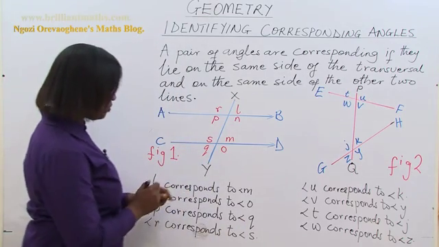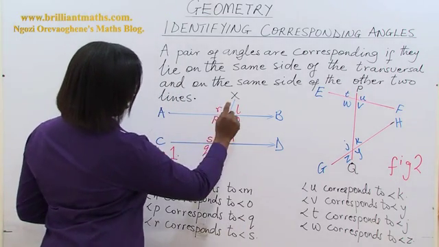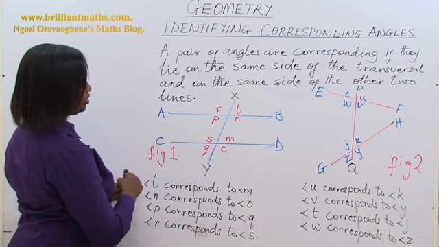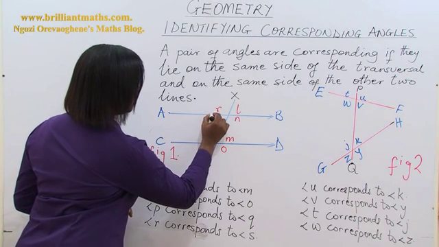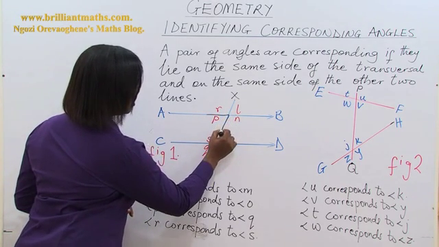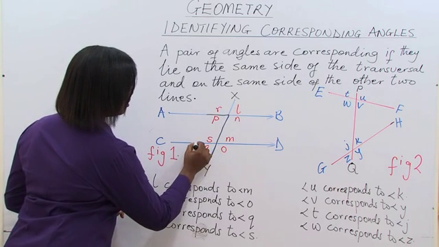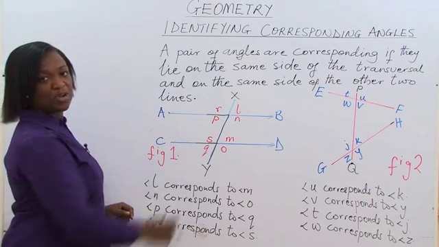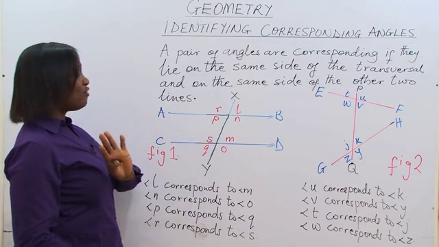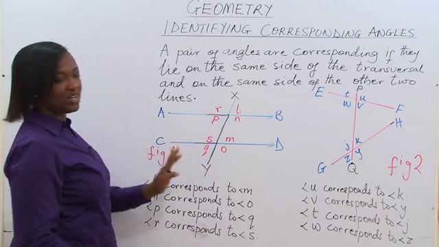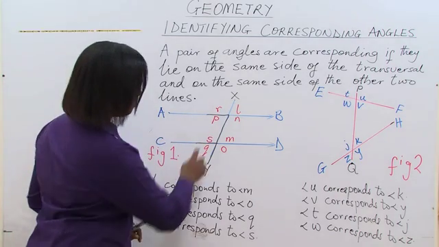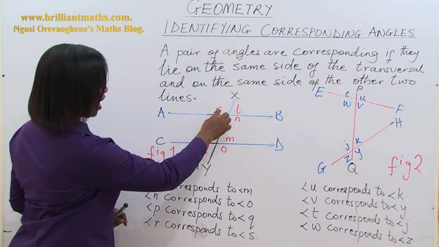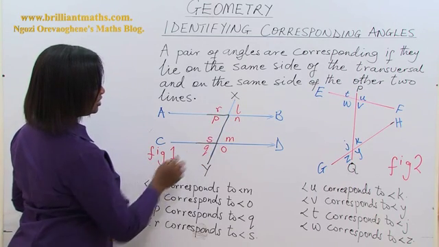Also, looking for the F shape, angle P corresponds to angle Q. So, take a look at it. P, Q, and that's our F shape. You can actually get an F formation for every set of corresponding angles. Let's just look out for them. PQ gives you that F shape. R corresponds to S.